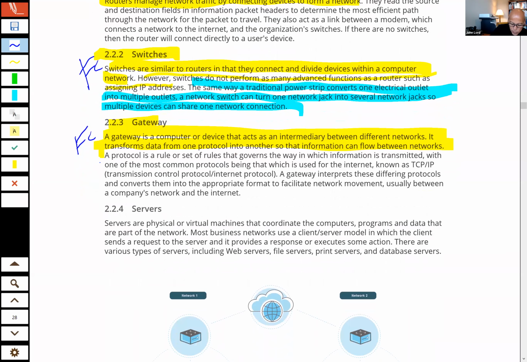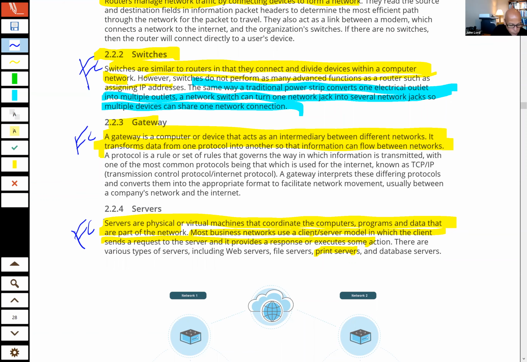And then you have servers, and servers are physical or virtual machines that coordinate the computer programs and data that are part of the network. Most business networks use a client-server model in which the client sends a request to the server and the server provides a response to execute some action. To me, the obvious one is a print server. You send the message to the print server to print a document, and it executes that for the client when you send that information over. You can flashcard servers, I guess.